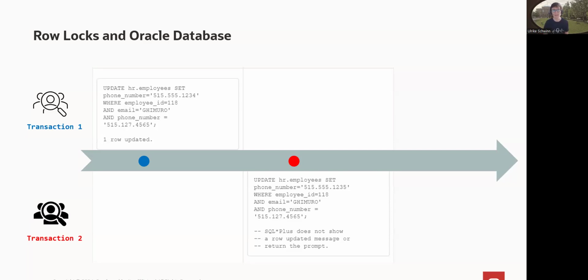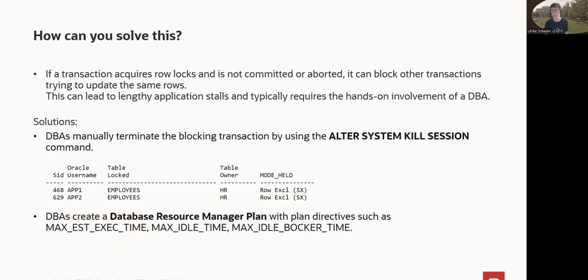How does it work? Let's assume we have two transactions, a blue one and a red one here. The blue one is updating an employee's view and changes the phone number of one employee with the ID 118. There's a second transaction, the red one, also updating the employee with the ID 118 and also issuing the update command. What happens? Of course, the first transaction, the blue one, acquires a lock. So the second one is waiting and waiting until the first transaction finishes with a rollback or a commit. How can you solve this situation if the transaction takes a very long time?